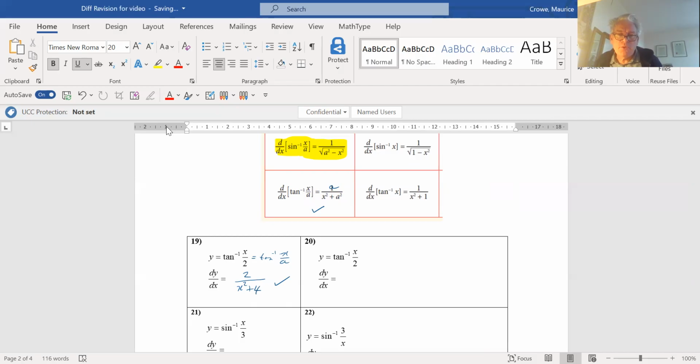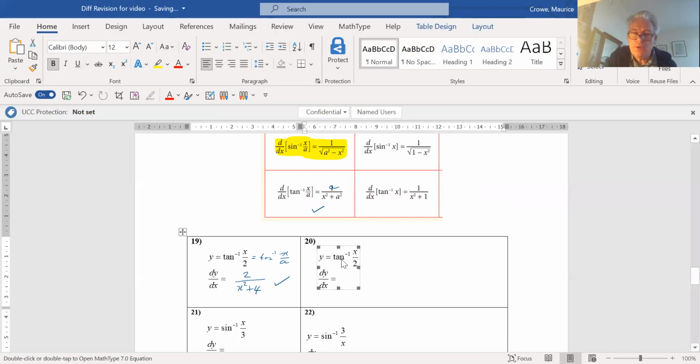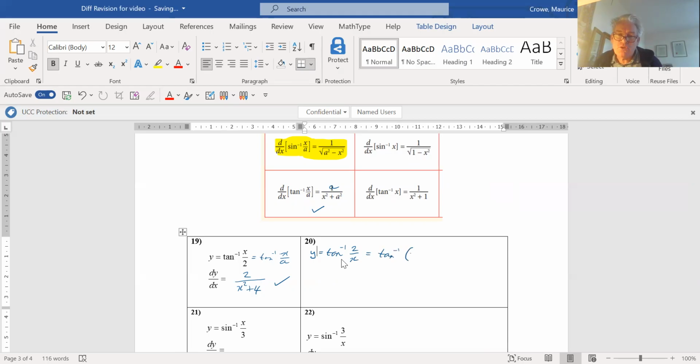Now, what I meant to do here was say y is equal to tan inverse, not x over 2, but 2 over x. This is what I'm talking about now. If they change the format of this, you'll be in trouble because the log tables can't help you now. That's tan inverse of 2x to the minus 1. So now we have to follow the general rule, which I put together up here. There's the general rule.